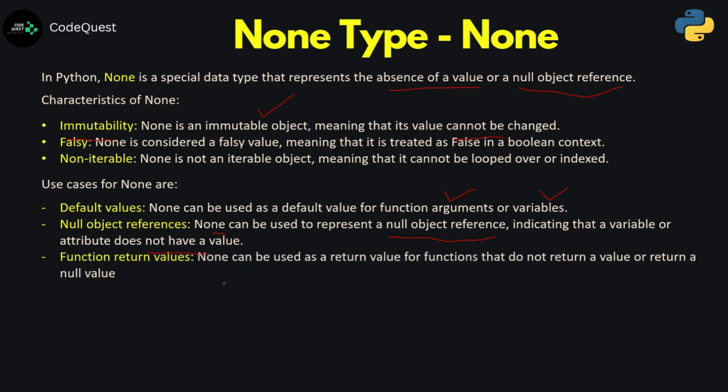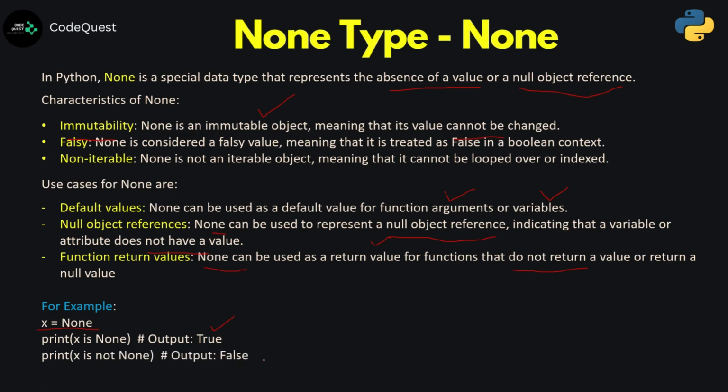Function return values. Whenever we define functions, there are cases where the function may not return any value. In those cases, we can use None as a return value, saying that this function has no return type or does not return any value, or returns a null value for that matter. For example, let's say we are assigning None to this x. When I check if x is None, it gives me True. Whereas if I check x is not None, I get False.